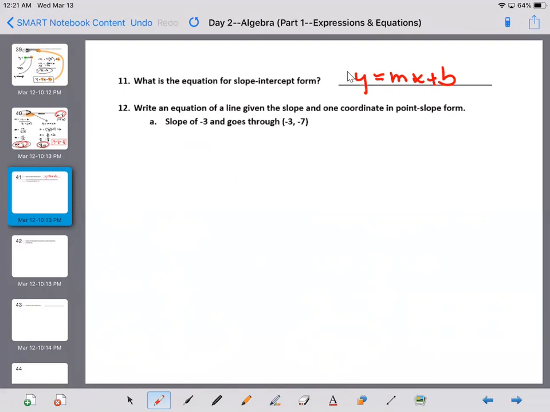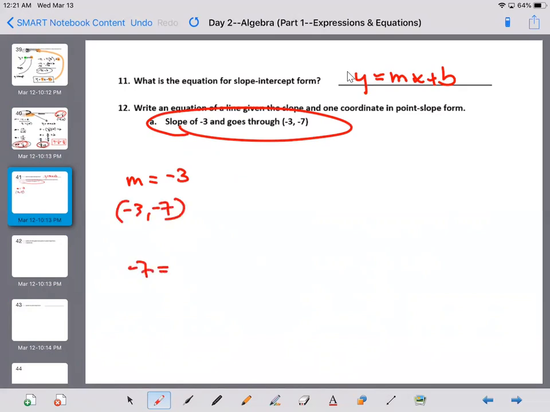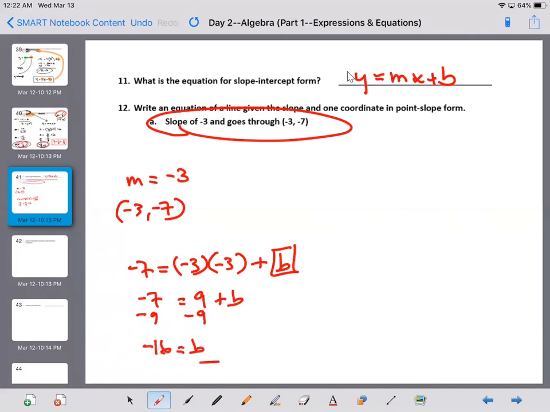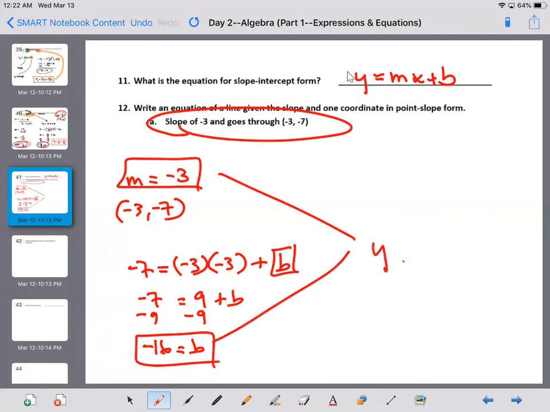So if I'm given a slope of -3 and it's got to go through a point -3, -7, so I know the slope is -3, and I'm going to use this point. So -7 goes in the place of y, -3 in the place of m, -3 in the place of x, and let's solve for the variable. So this will be 9 plus b is equal to -7. So if I subtract 9, I'm going to get -16 equals b. And I know the slope, so I'm going to piece these two together and write y equals -3x minus 16.